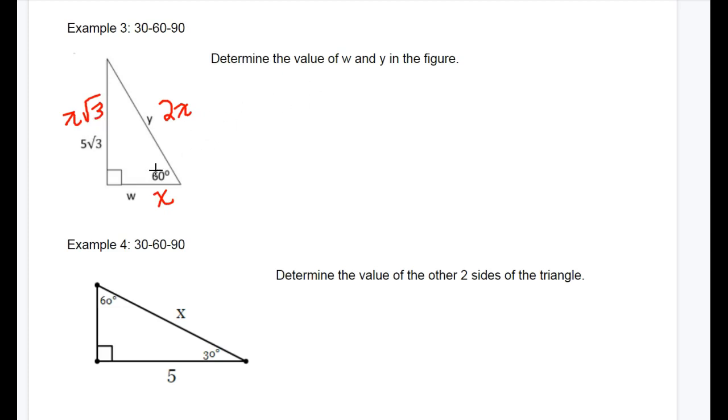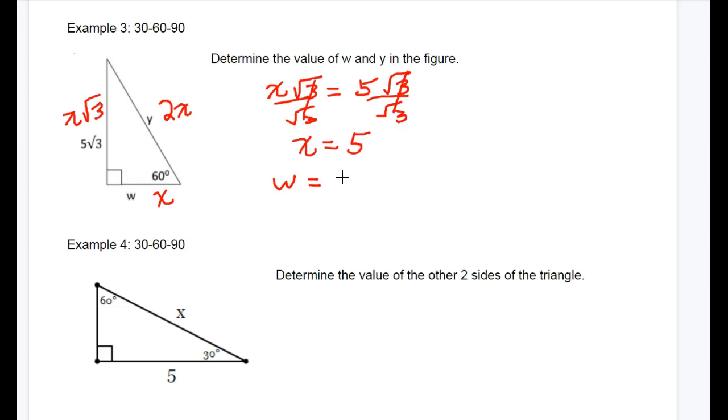Okay, so looking at this, well, we can see that x times the square root of 3 equals 5 square root of 3 in this problem. I divide both sides by the square root of 3. Okay, those cancel, x equals 5. Okay, so w, this side here, w is going to equal x. So in that case, that equals 5. So this length here is 5.